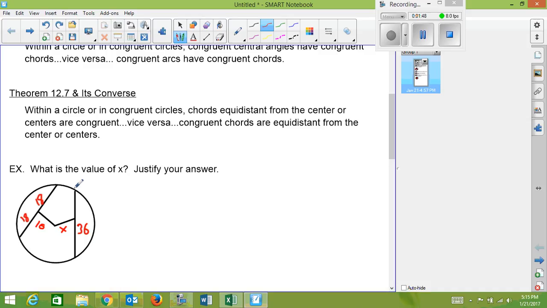So these are congruent chords, which means they are equidistant from the center, which is right here. So if this side is 16, guess what? X has to be 16. And why is that? It's theorem 12.7. Theorem 12.7 proves it. That is my justification. Congruent chords are equidistant from the center, and we know they're congruent, so they have to be equidistant. So it has to be 16.